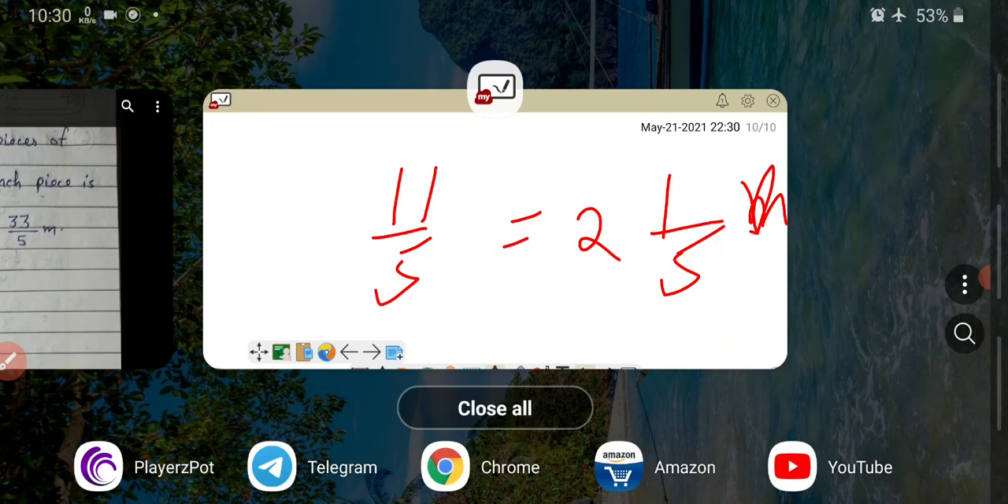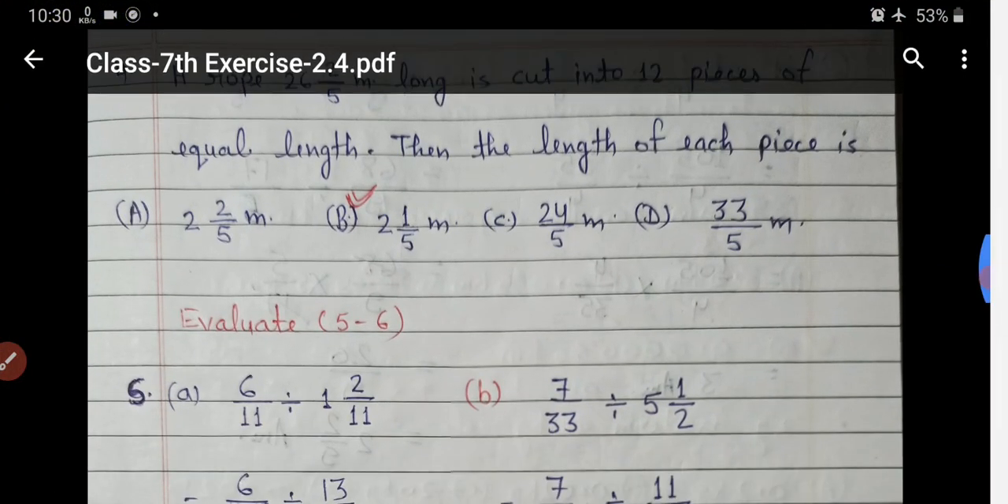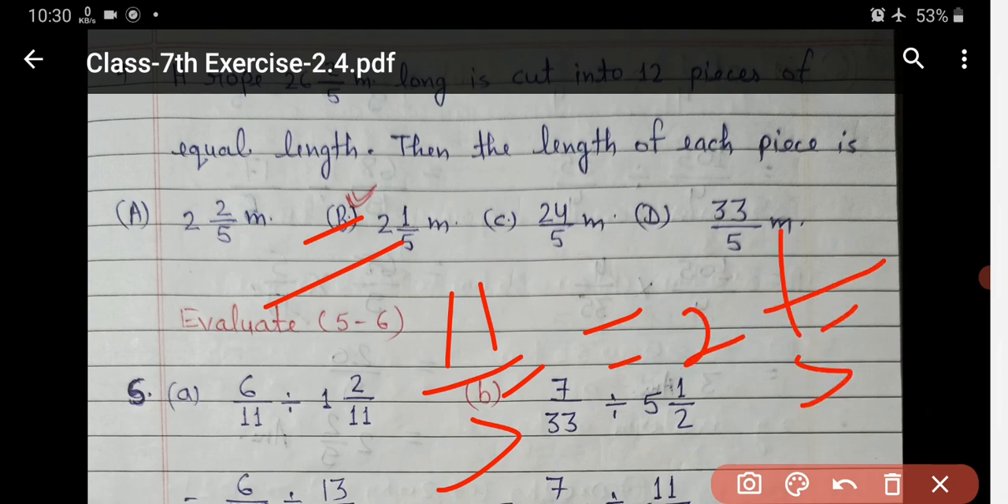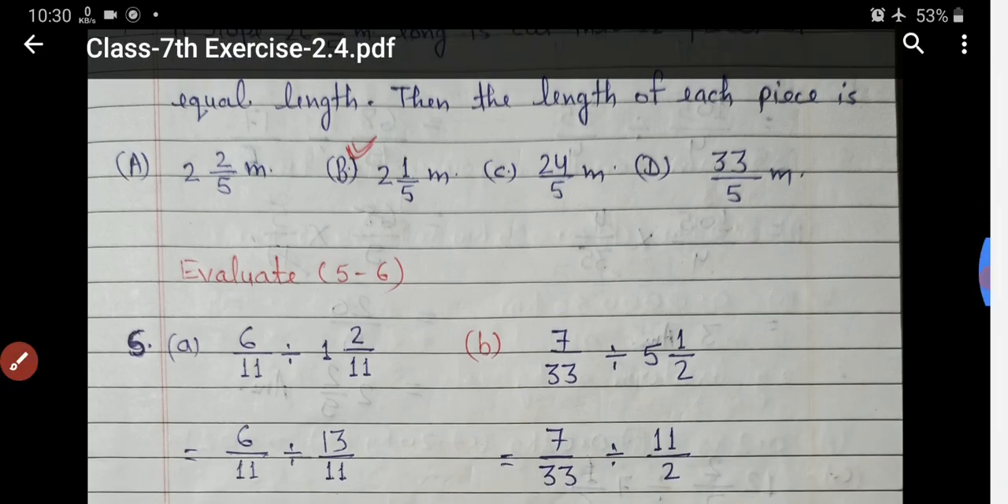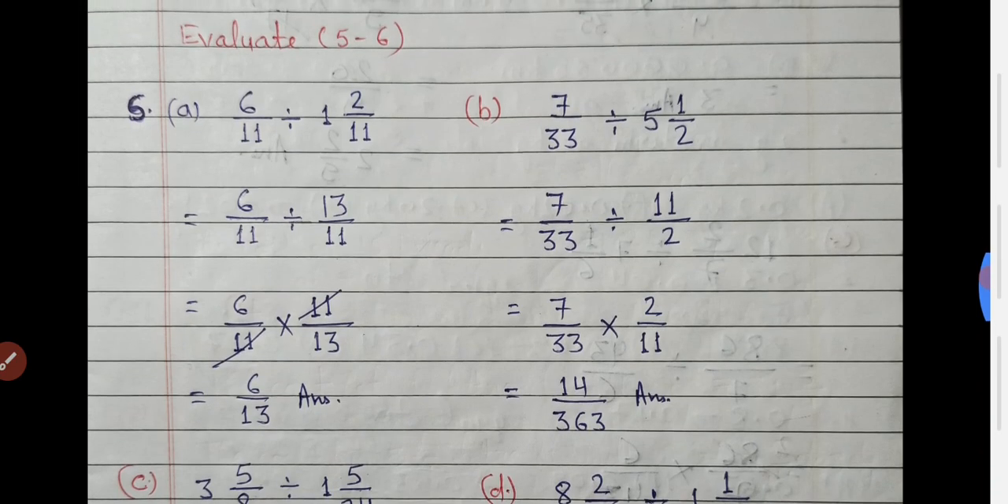Just check, 11 upon 5 or 2 1 by 5 is there. If 11 by 5 is present here, then also correct. Or 11 by 5 can be written as a mixed fraction: 5 2s are 10 and 1 as it is. So it becomes 2 1 upon 5 meter. So it is your correct answer. You have to tick option number B. Okay, now come on question number 5.